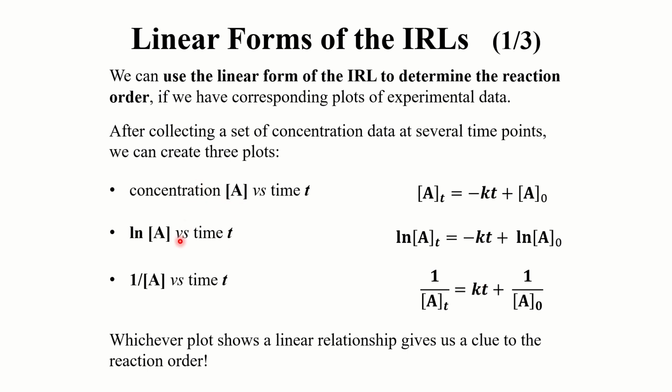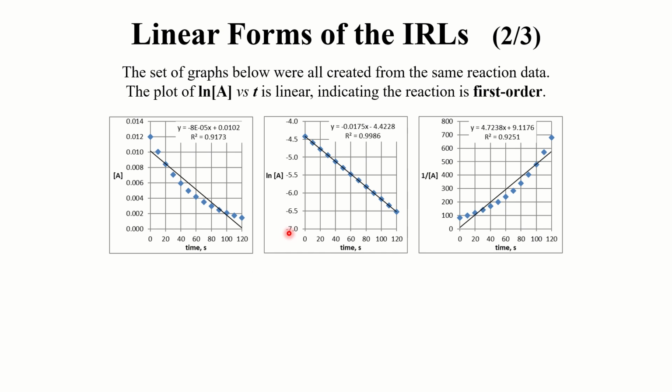So if we plot these three data sets for a set of concentration versus time data, we can then analyze, and whichever plot shows a linear relationship is going to give us a pretty big clue, if not essentially outright tell us, the overall reaction order. So let's look at an example of this.